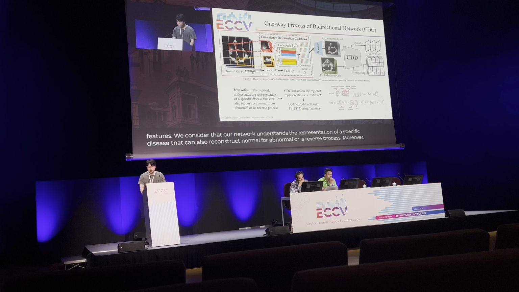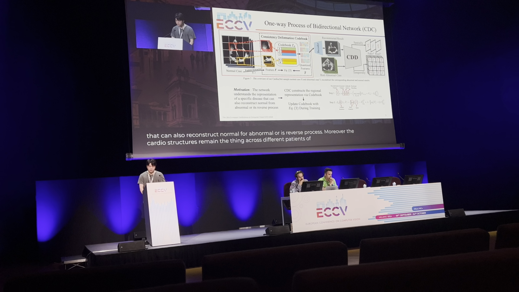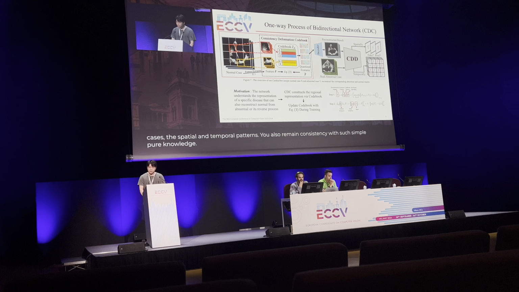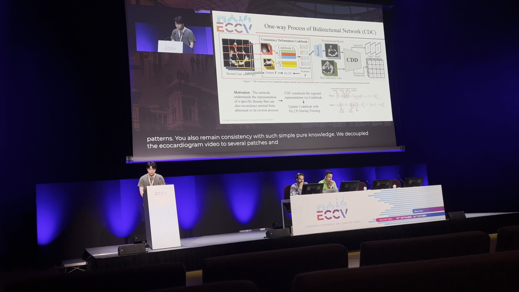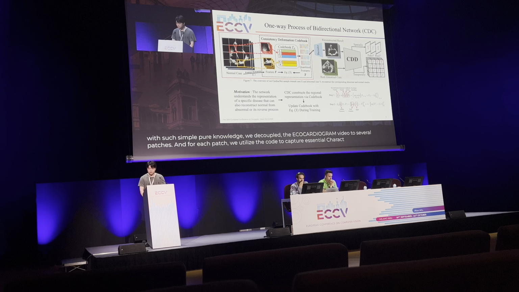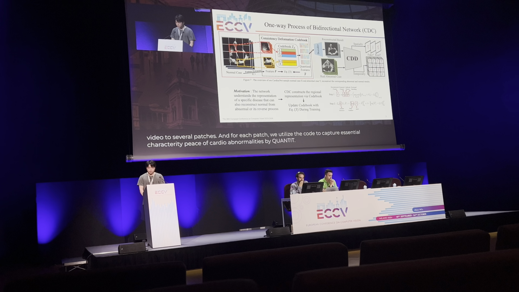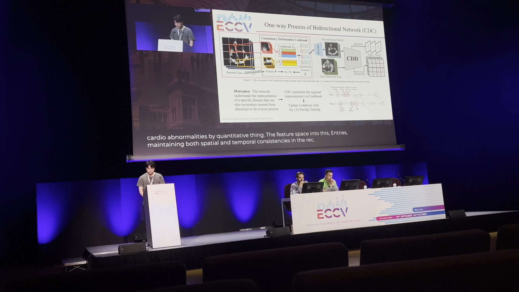Moreover, the cardiac structures remain the same across different patients or different cases. The spatial and temporal patterns should also remain consistent. With such prior knowledge, we decouple the echocardiogram video into several patches, and for each patch, we utilize the codebook to capture essential characteristics of cardiac abnormalities by quantizing the feature space into distinct entries, maintaining both spatial and temporal consistency in the reconstructed result.